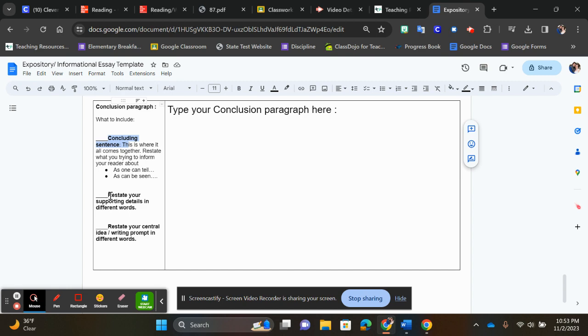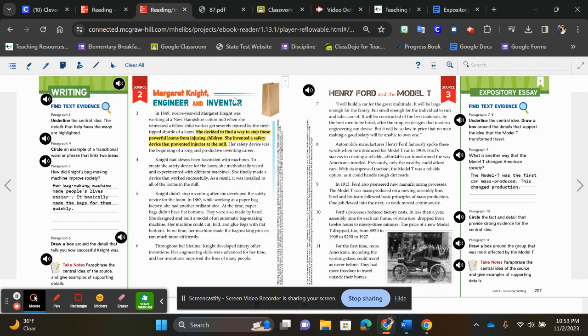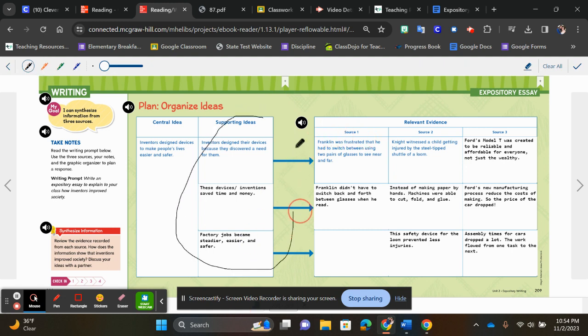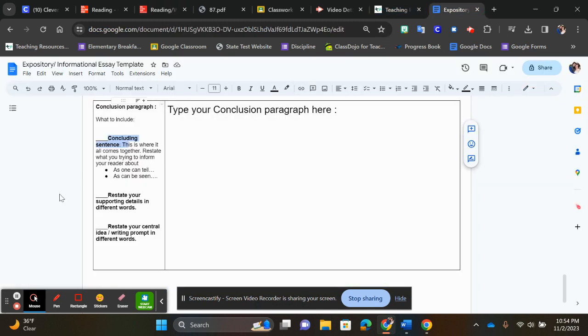Then you're going to restate your supporting details in different words. If you don't remember what those are, pause this. They're right here. These right here are your supporting details. So pause that. Think of a way to incorporate all of those into one sentence, just to hit on it and say, these were the supporting ideas that we talked about. Okay, so that would be your supporting details.